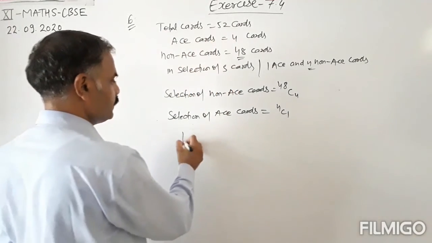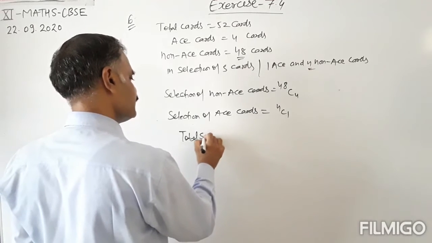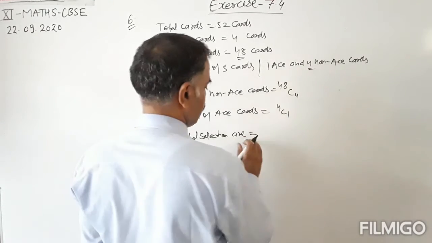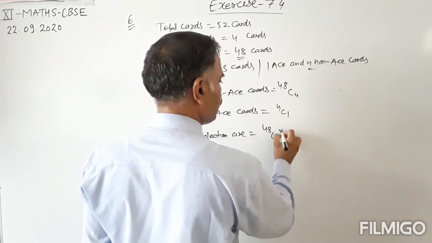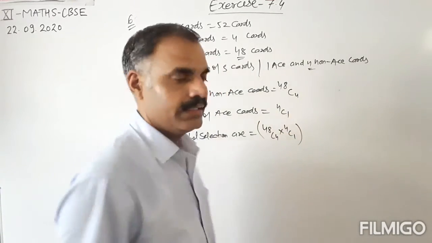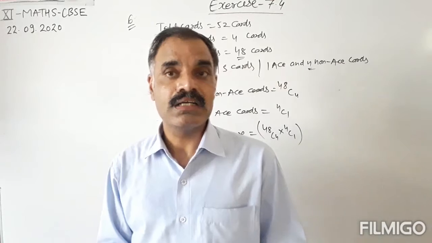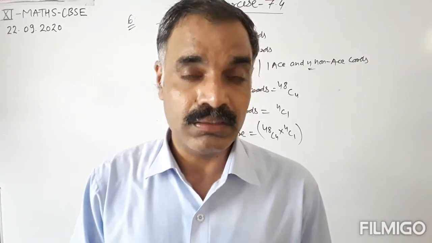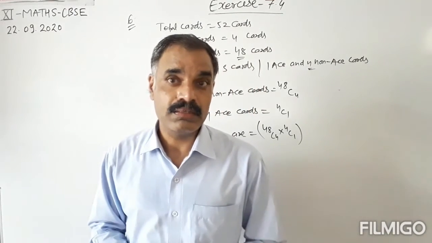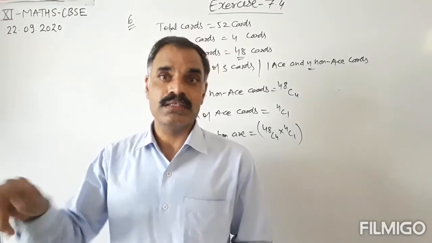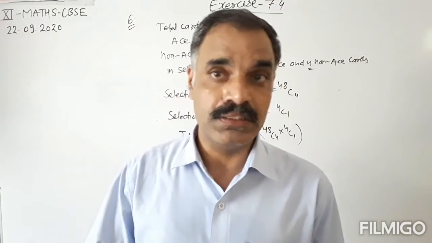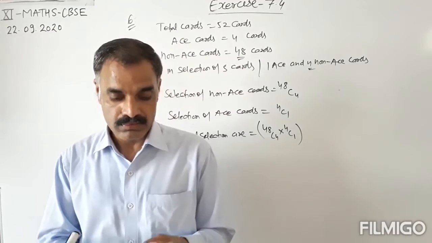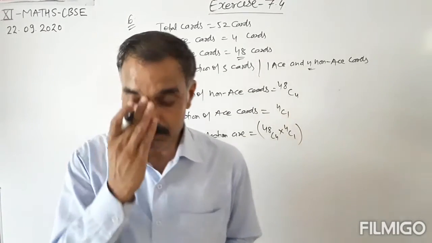So the total number of selections using the fundamental principle of counting is 48C4 multiplying 4C1. Fundamental principle of counting means one activity following another activity, and the numbers of ways of the activities are multiplied, like m into n into p. So this was question number 6 of your exercise 7.4.